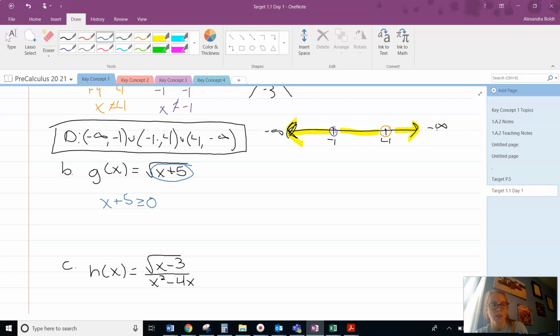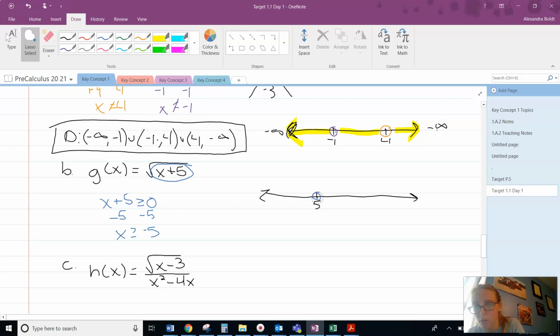Okay. So then again, I'm just going to get x by itself. So x is greater than or equal to -5. So now this is just like what we did yesterday. When I draw my number line, the only number I have on it is -5. It's greater than or equal to. I can be -5. I'm gonna shade that in. That's a closed circle. And then I'm greater than that. I'm bigger.